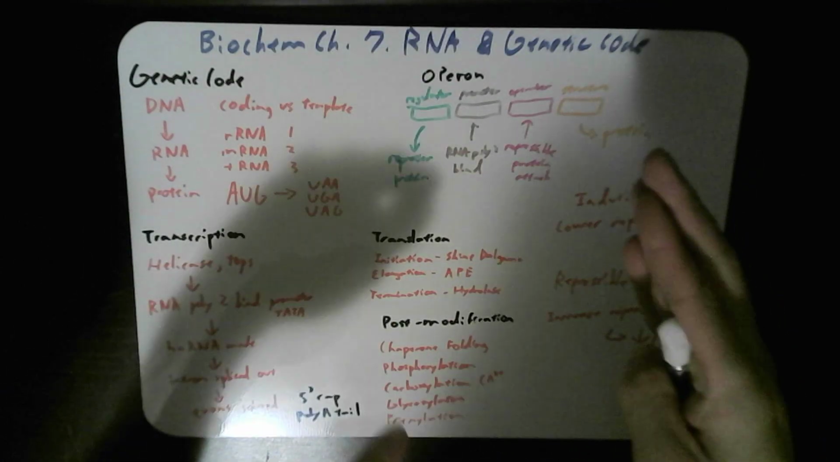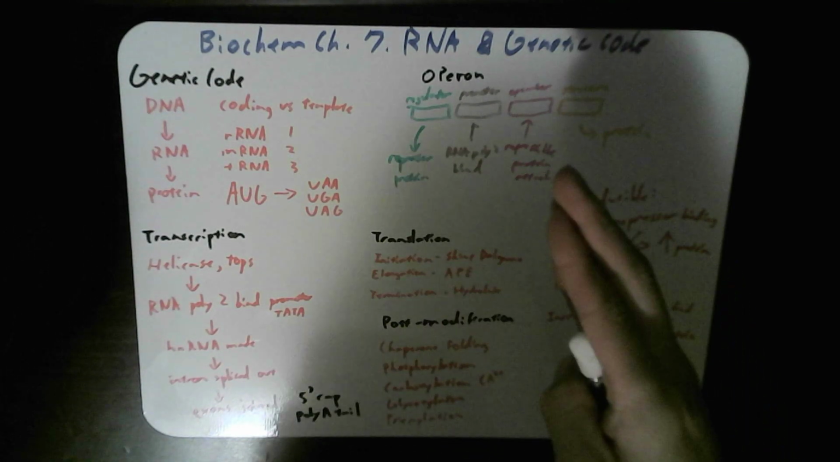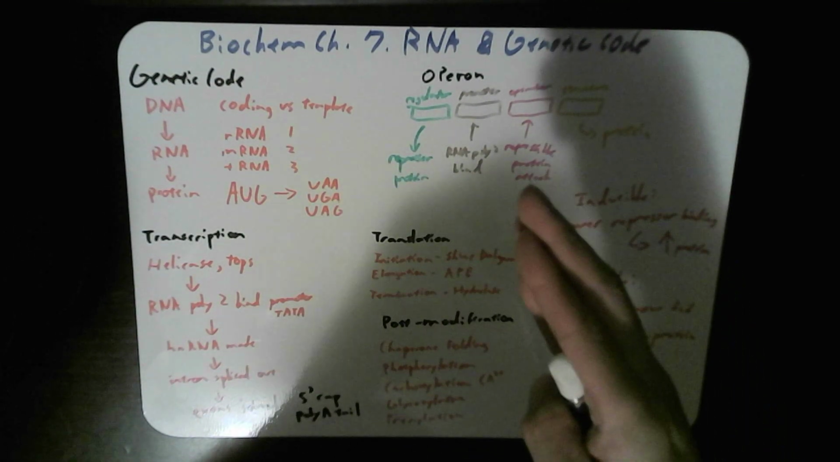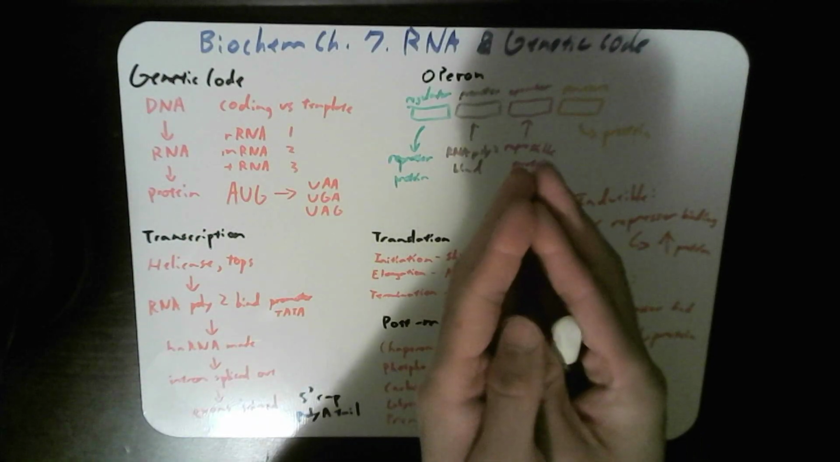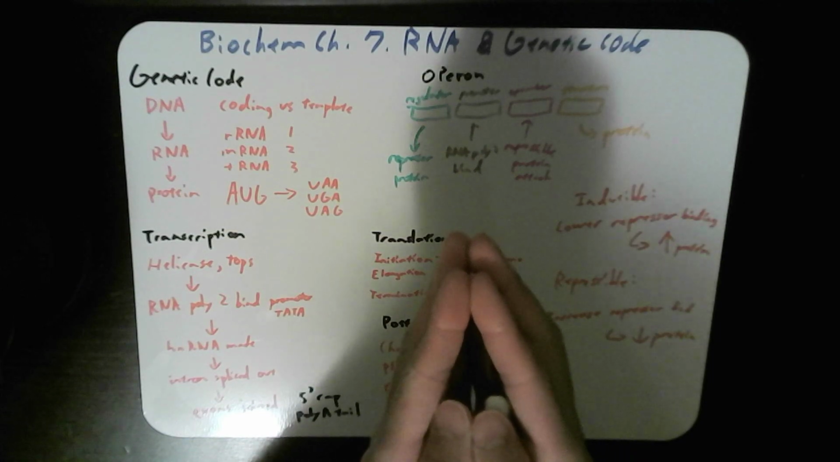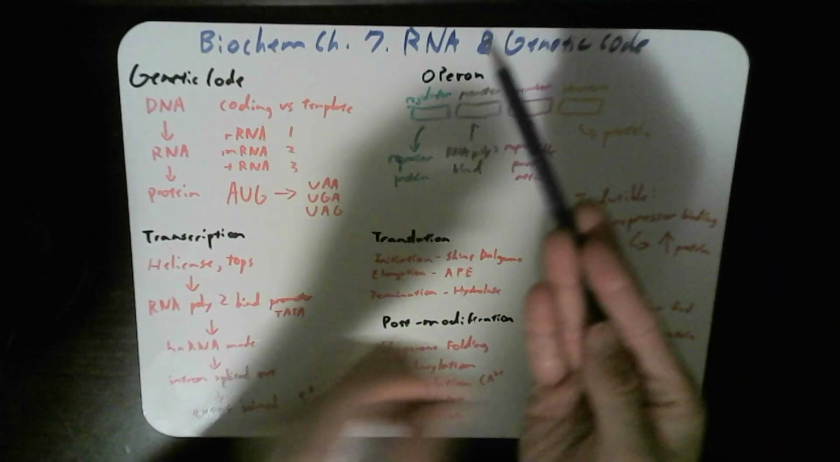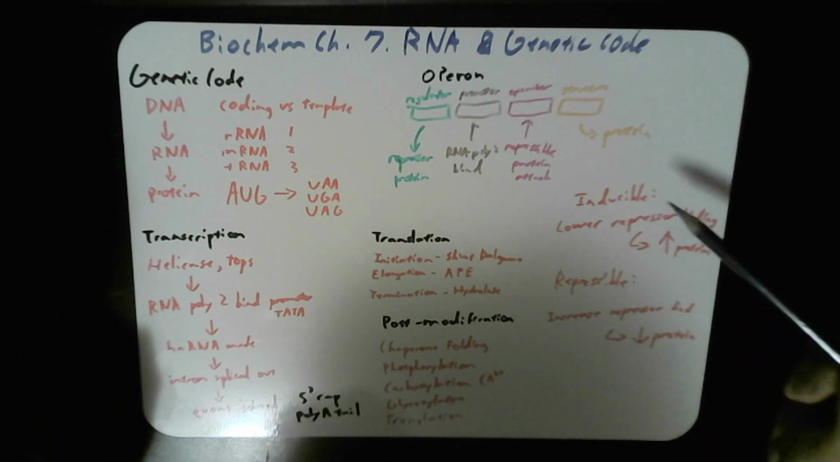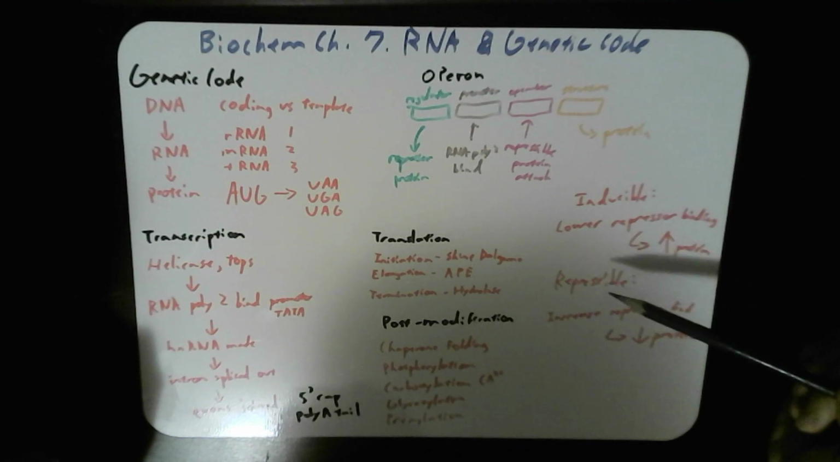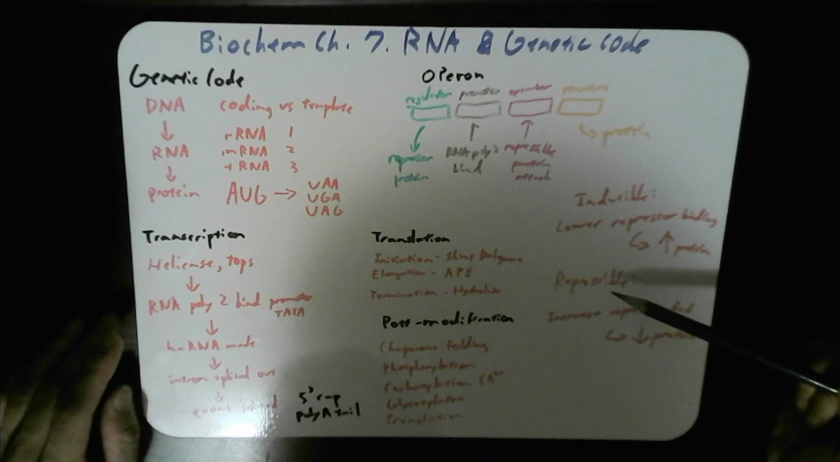However, in this system, the repressible system, you could have a cofactor that comes and binds to the repressor and makes it fully functional and allows it to bind to the operator, which now blocks the promoter from going on to transcribe. In an inducible system, we have the lac operon, and in a repressible system, we have the trp operon.